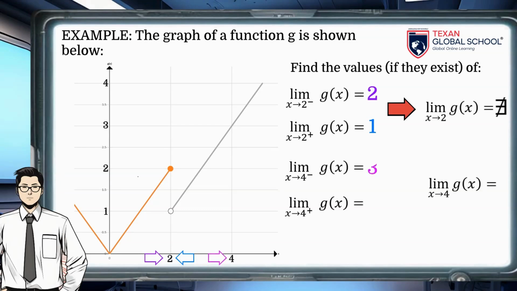Now the limit as x approaches 4 from the left of g of x is 3. And the limit as x approaches 4 from the right of g of x is also 3. Therefore, since the lateral limits are equal, we conclude that the limit as x approaches 4 of g of x is 3.